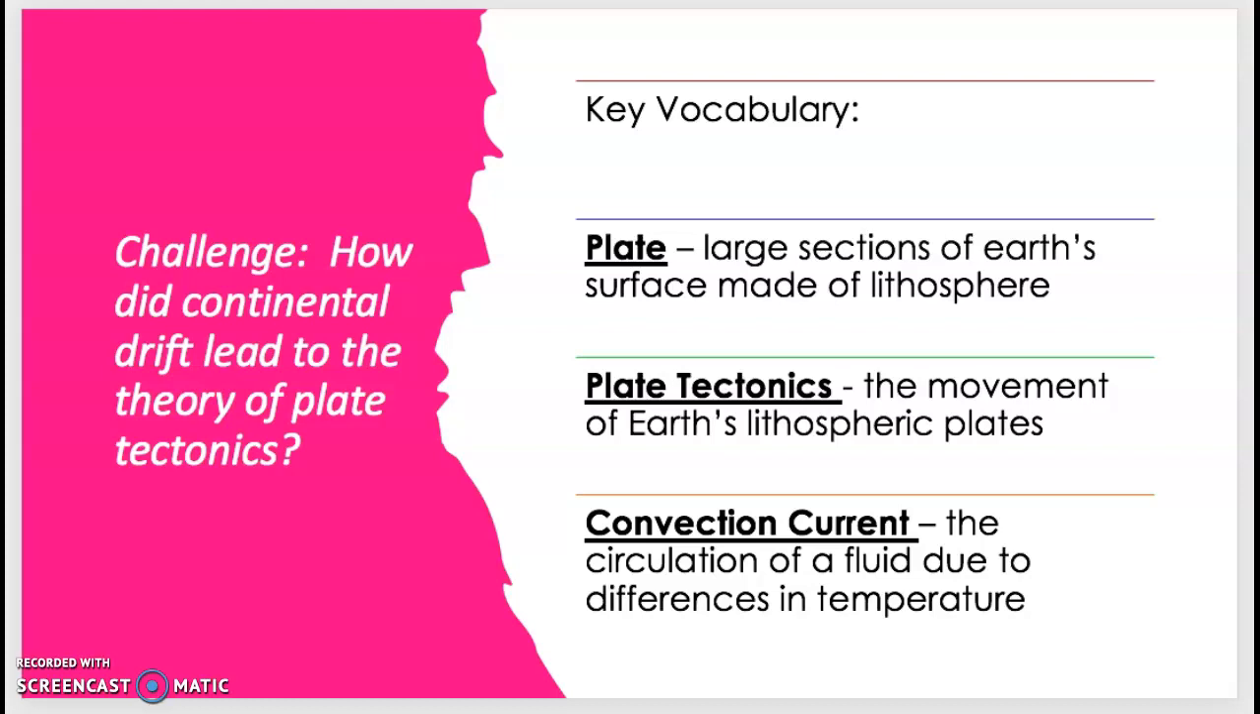So the three key vocabulary that I'm going to use in this lesson is what a plate is. And we've kind of been using that term already, but a plate is defined as large sections of the Earth's surface made of lithosphere. And remember, lithosphere is all of the crust plus the top hard portion of the mantle. Its plates sit on top of that liquid magma layer. We're also going to use the phrase plate tectonics, and that just explains the movement of the Earth's lithospheric plates.